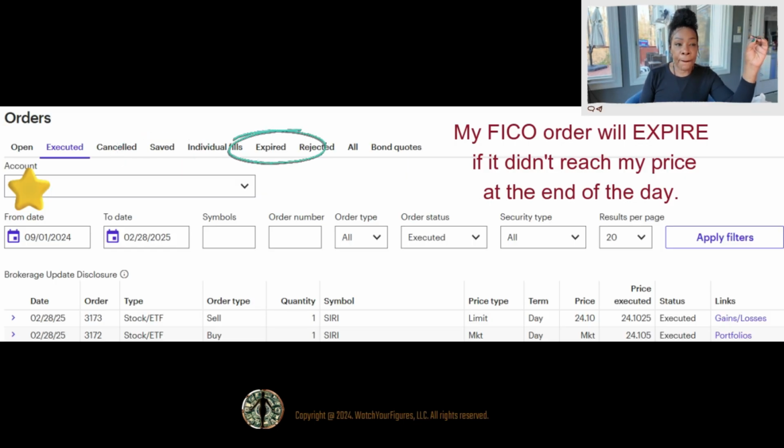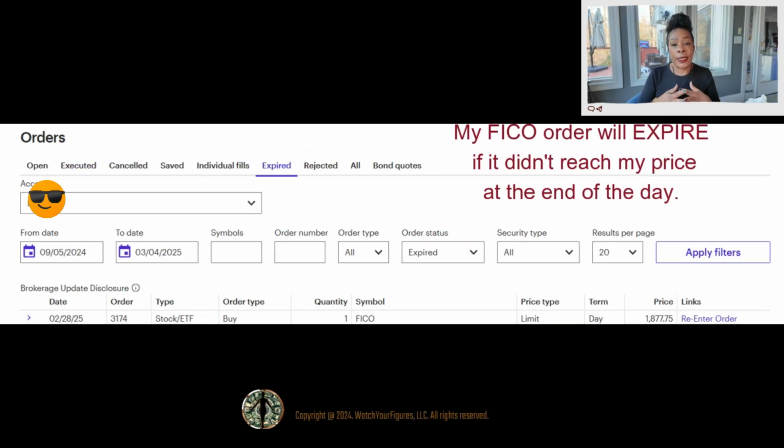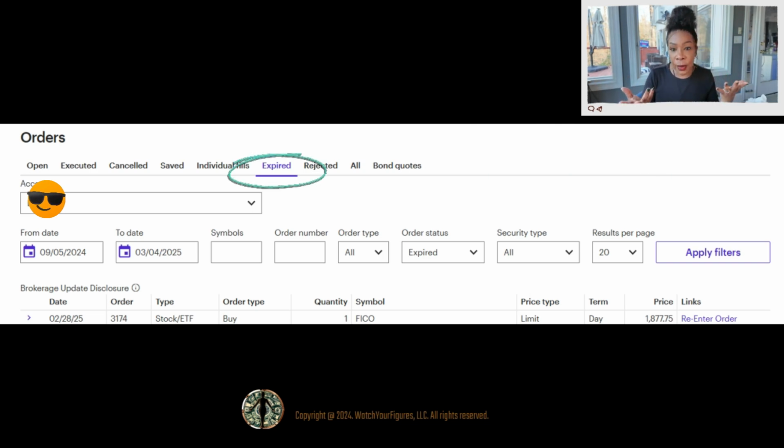Now, expired. That's what happened with the FICO, which has probably already happened now. It's going to expire because I had it in there as good for that day. It didn't get filled because it didn't hit that number. Since it was for that day, 4 o'clock is the end of the trading day for me, so at 4 o'clock it's going to go ahead and cancel it. In other words, it just says expired.